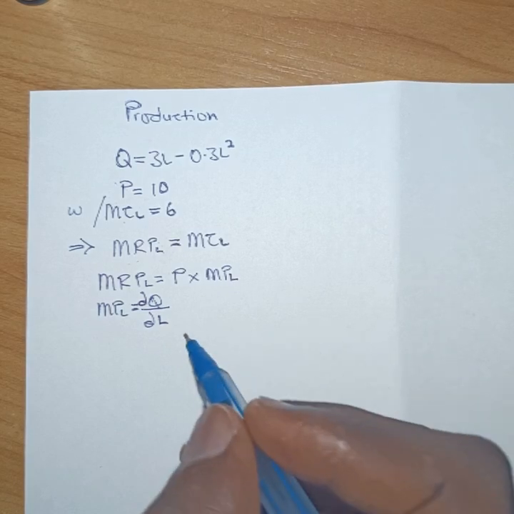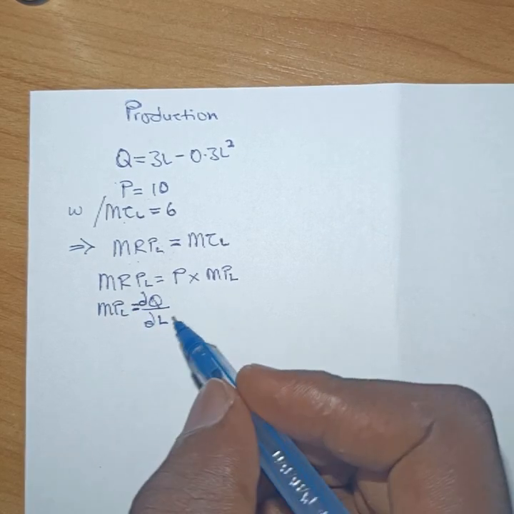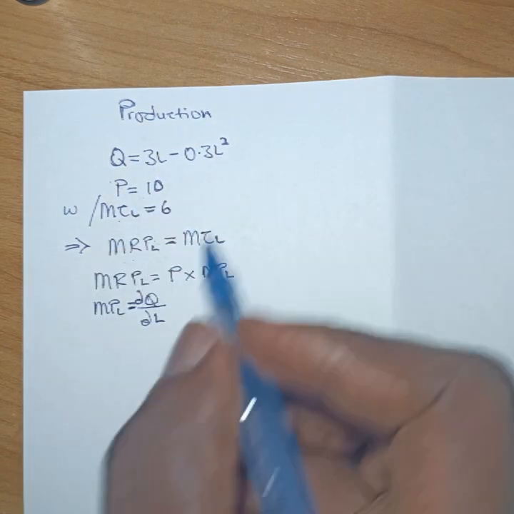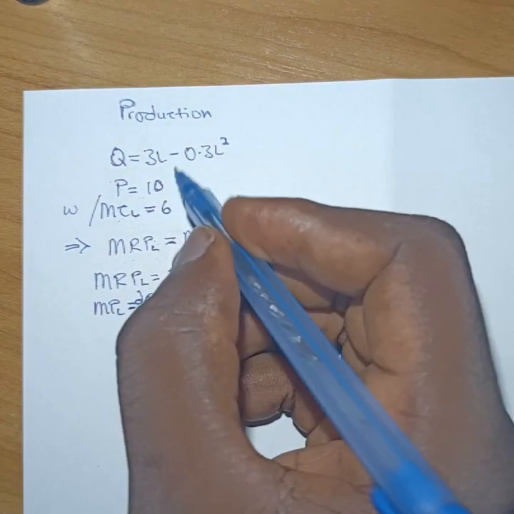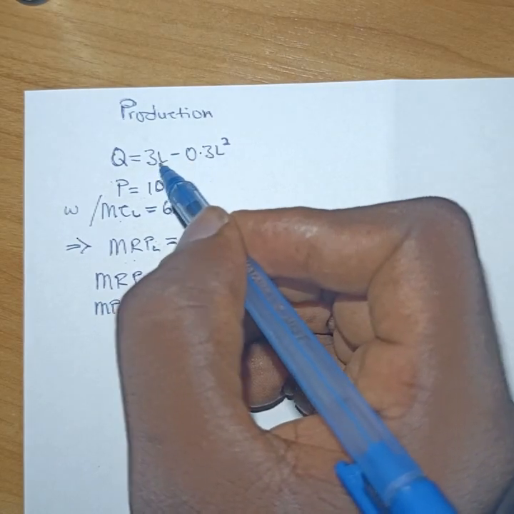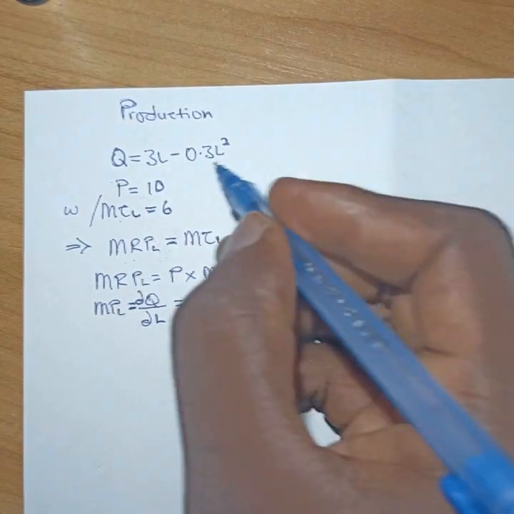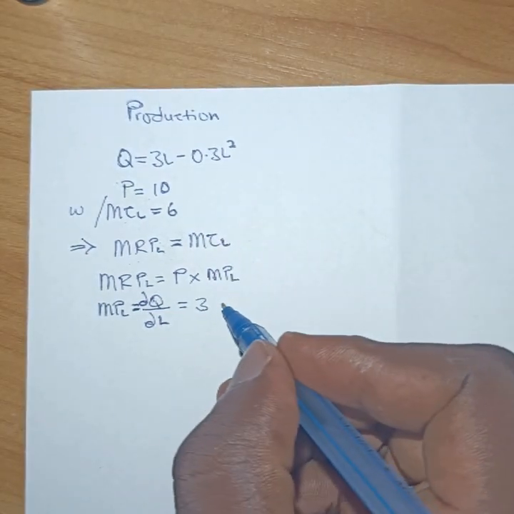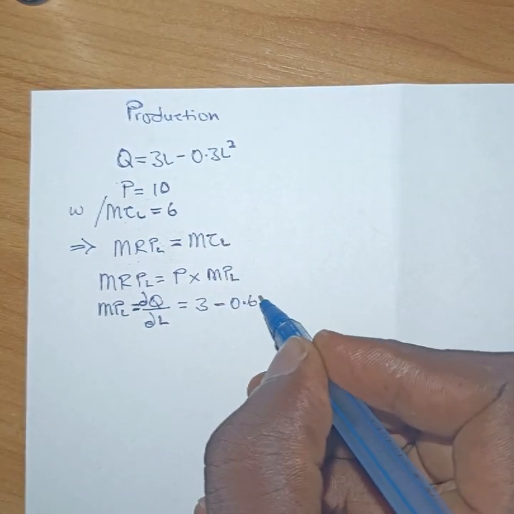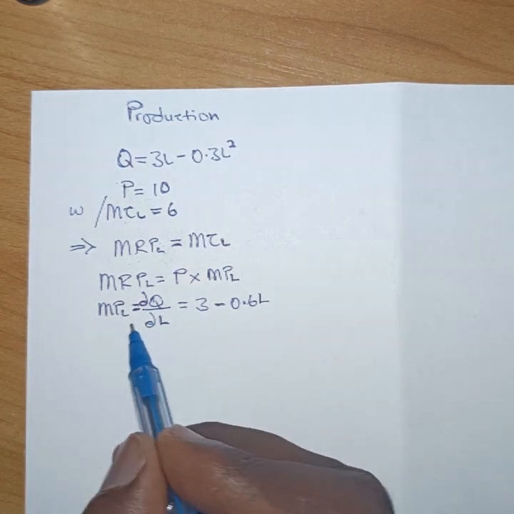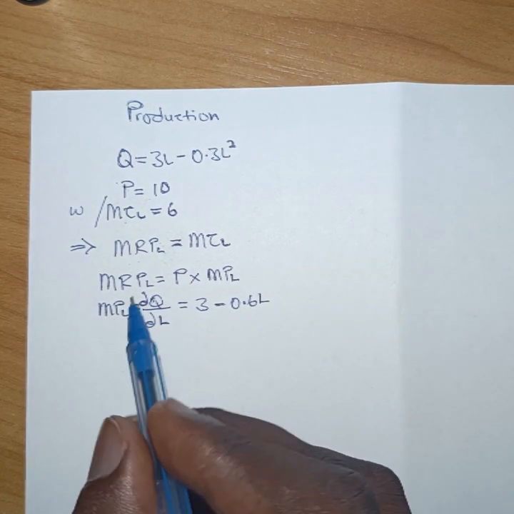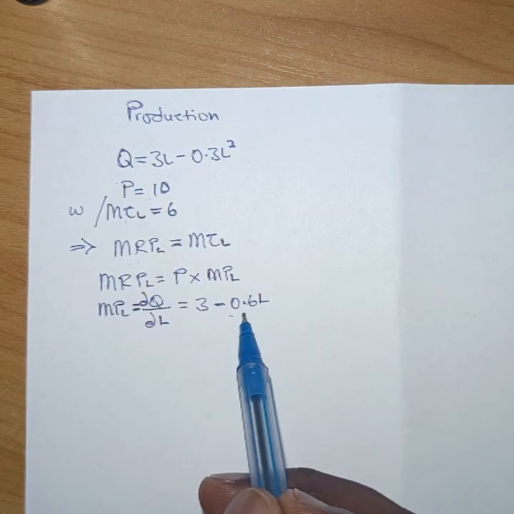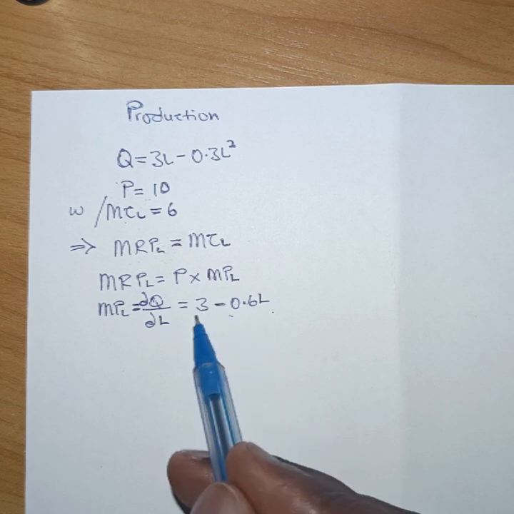Okay, so if you know differentiation very well, you know that we will be differentiating L from the equation. So to do that, we differentiate 3L, which will give us 3. Differentiate 0.3 L to the power 2, which will give us minus 0.6 L. So when we differentiate the Q function to get MPL, we are getting 3 minus 0.6 L. So this is our MPL.